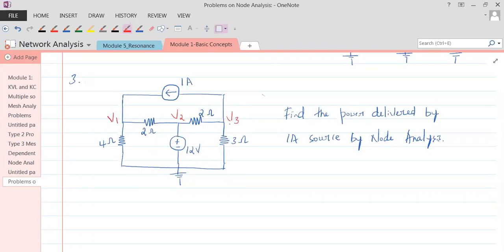So since it is being asked to be solved by node analysis, we should know we have to mark the node voltages. So in the solution, you would first say mark the node voltages as shown. Everybody start now. In the solution, mark V1, V2 and V3 as shown.